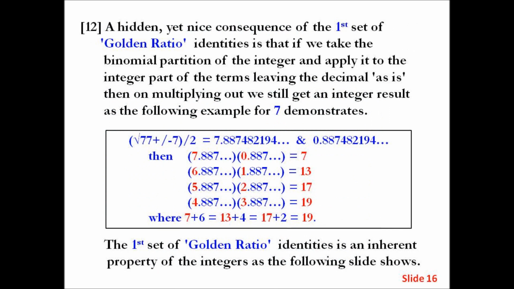A hidden yet nice consequence of the first set of golden ratio identities is that if we take the binomial partition of the integer and apply it to the integer part of the terms, leaving the decimal as is, then on multiplying out we still get an integer result, as the following example for 7 demonstrates. The first set of golden ratio identities is an inherent property of the integers, as the following slide shows.